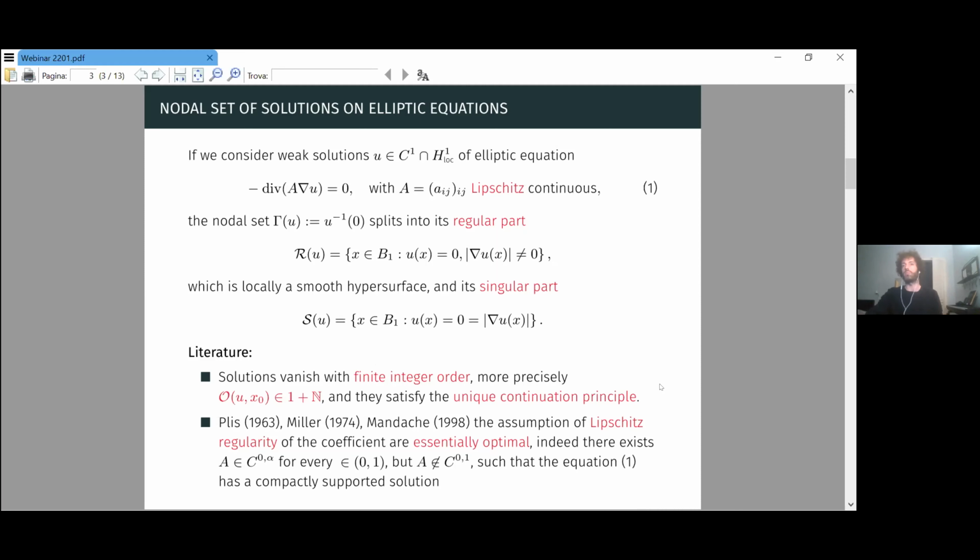So this was proved by many counterexamples by these authors, where they show that without Lipschitz continuity, you can actually have some configuration where the unique continuation principle does not hold. So this is just the motivation for the Lipschitz continuity. Okay, so after that, what can you say about singular sets?